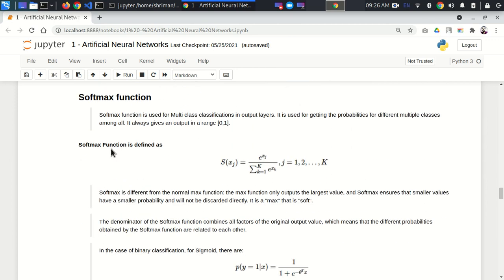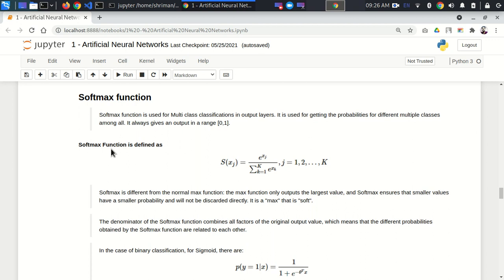Now there is a softmax function, guys. The softmax function is used for multi-class classification in output layers. In output layers we use functions which are able to give you the final outputs. So if there is a binary class classification, we can use sigmoid. If there are multiple classes, we can use softmax.